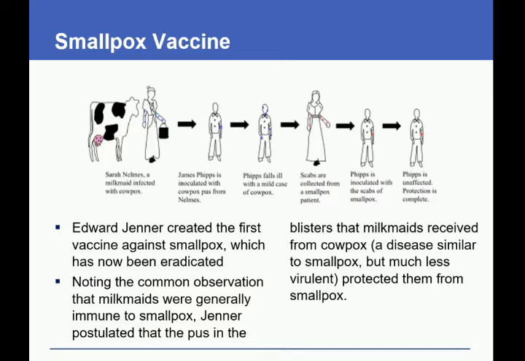So this milkmaid, Sarah Nelms, is infected with cowpox. So Jane Phipps is inoculated with cowpox pus from Nelms. Phipps falls ill with a mild case of cowpox. The scabs are collected from the smallpox patient. So Phipps was inoculated with the scabs of smallpox, but he is unaffected. He is unaffected from the first infection of the cowpox.